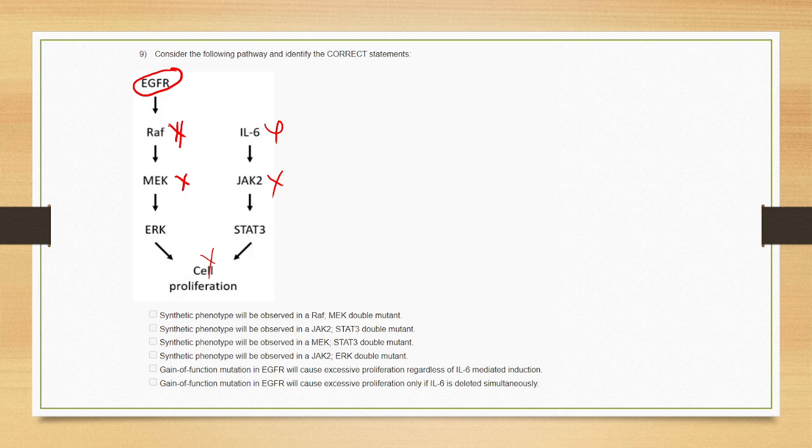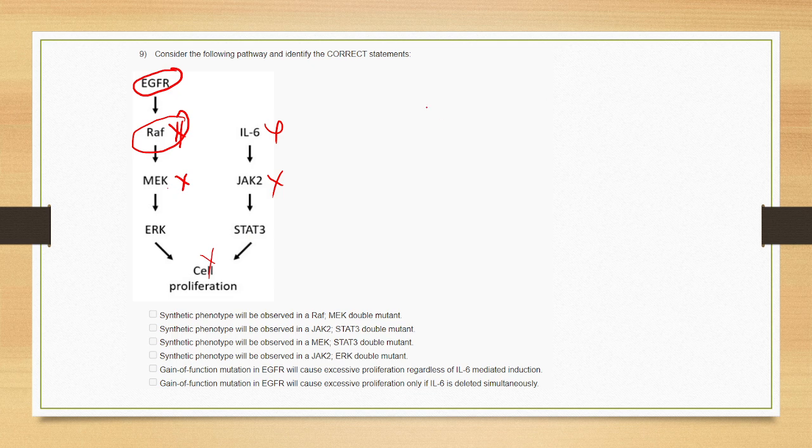Because if the components of the same pathway are only mutated, then what is new in this? There is nothing new in this. It is but obvious. If RAF, which is the upstream molecule, is mutated, then it will not activate MEK, it will not activate ERK, then cell proliferation will not happen. Nothing new, nothing interesting here. But something new and interesting will come only when, let's say RAF is mutated and IL-6 is mutated. So when these two are combined together, are they producing any different phenotype?